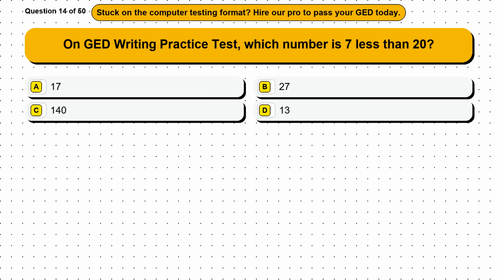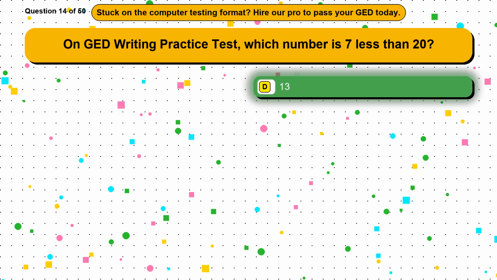Question 14. On GED Writing Practice Test, which number is 7 less than 20? Option A, 17. Option B, 27. Option C, 140. Option D, 13. The correct answer is option D, 13.